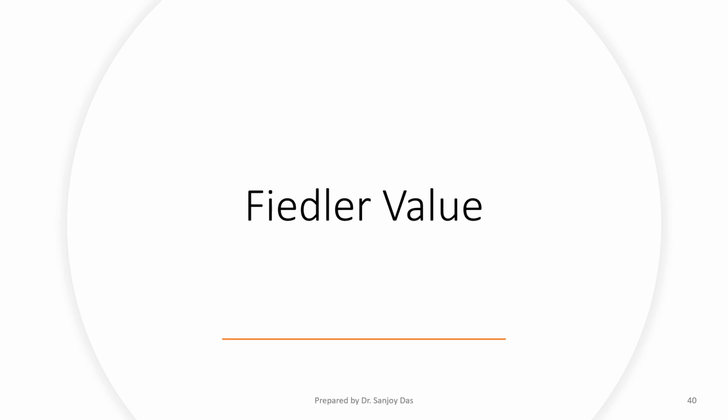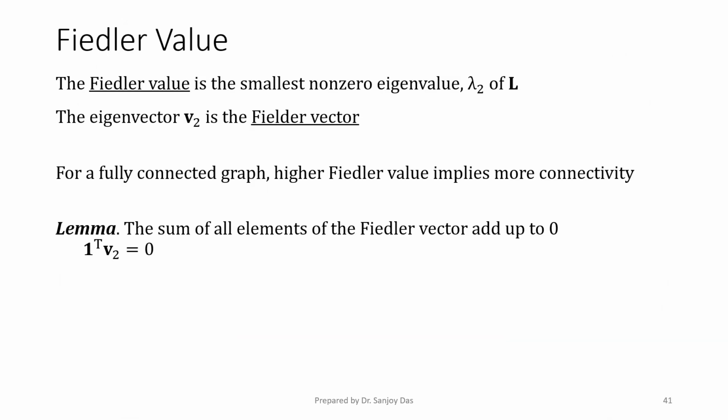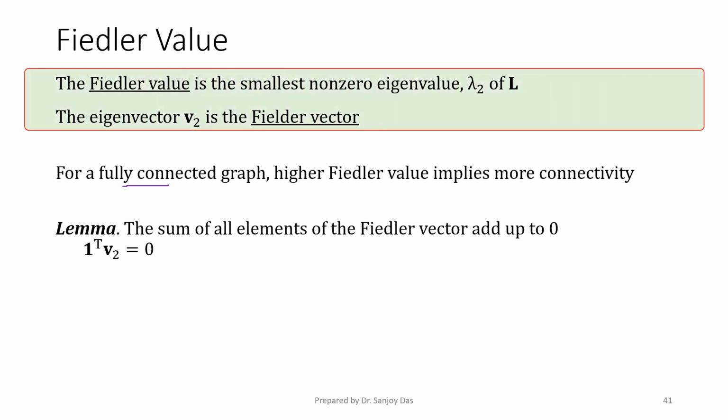The next topic is Fiedler value. We'll just have a brief exposure to what the Fiedler value is. Let's restrict for a moment our attention to fully connected graphs. The Fiedler value is the smallest non-zero eigenvalue lambda 2 of the Laplacian. The corresponding eigenvector v2 is called the Fiedler vector.